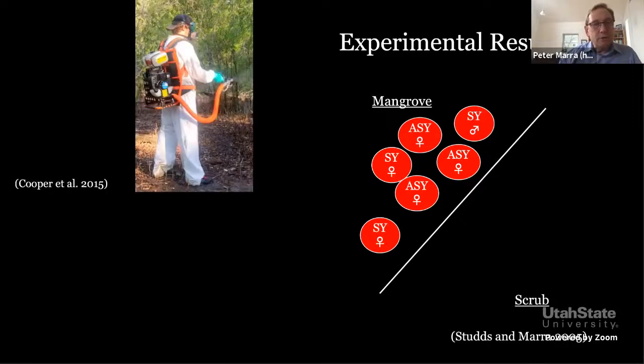Nate Cooper, another student, actually reduced food availability, insects, in the mangrove habitat and demonstrated the same thing. He actually got these birds to become floaters and vacate their territories by reducing food to what the food levels would be in really dry years.